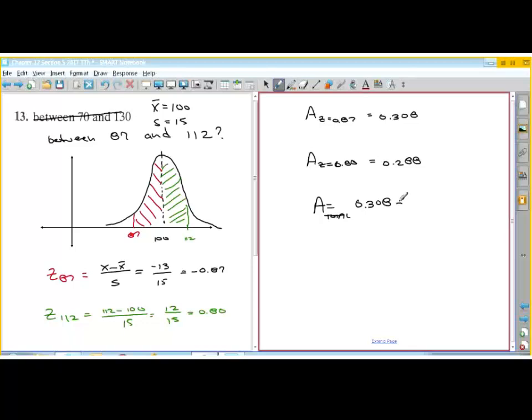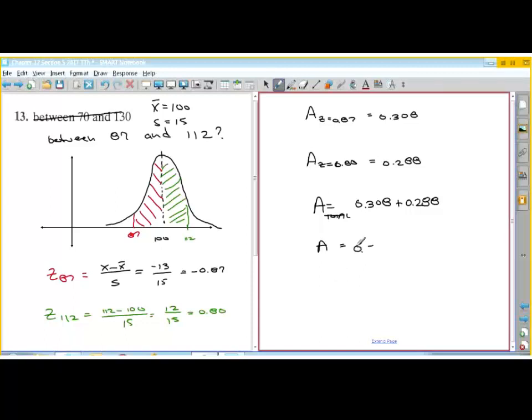So that's why you want to draw them so that you can make that observation instead of trying to remember, oh, if they're on opposite sides of the mean, blah, blah, blah. It's just easier to look at it. So you add those together. I'll do this myself.